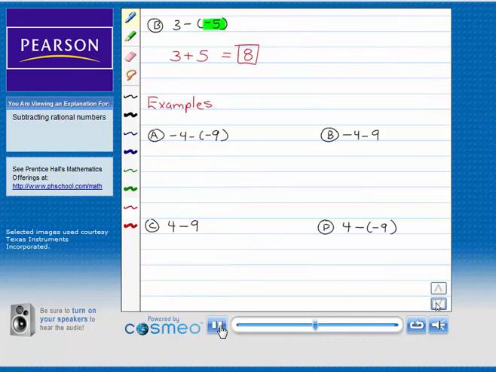Okay, you guys, we have some examples down here, letter A, B, C, and D. I want you to try these on your own and then hit continue, and we will work them out together.